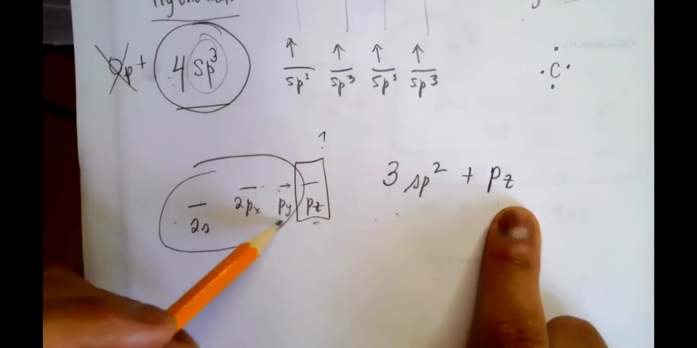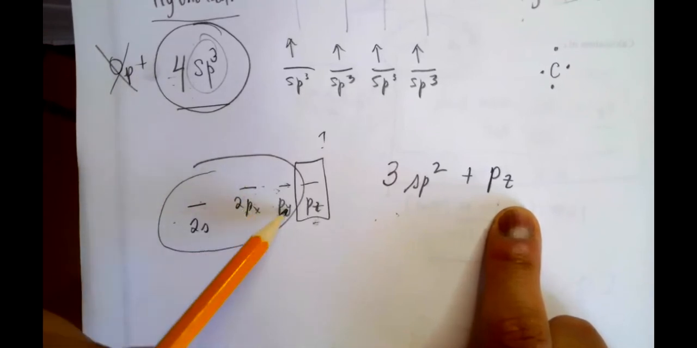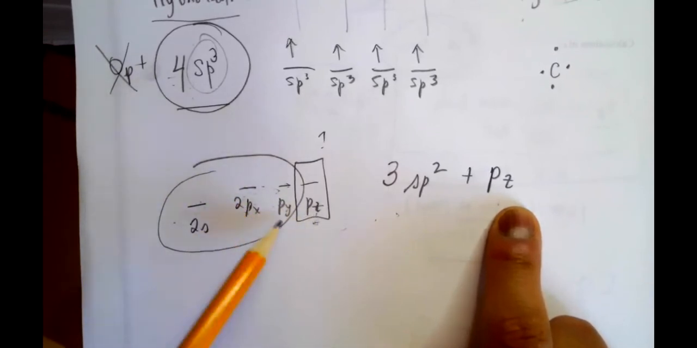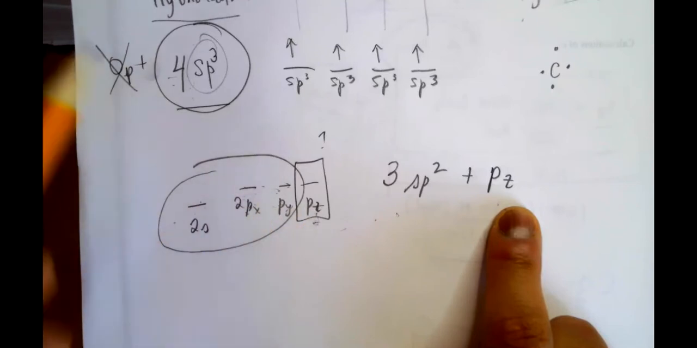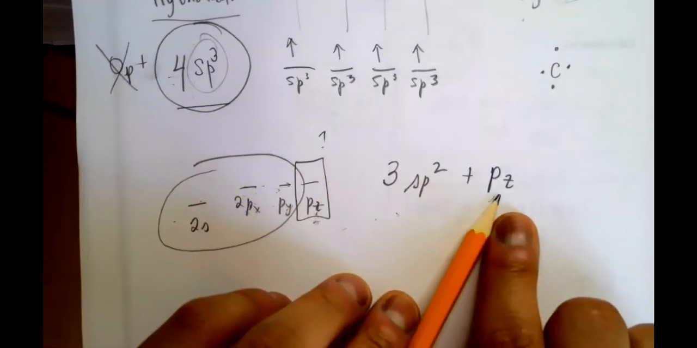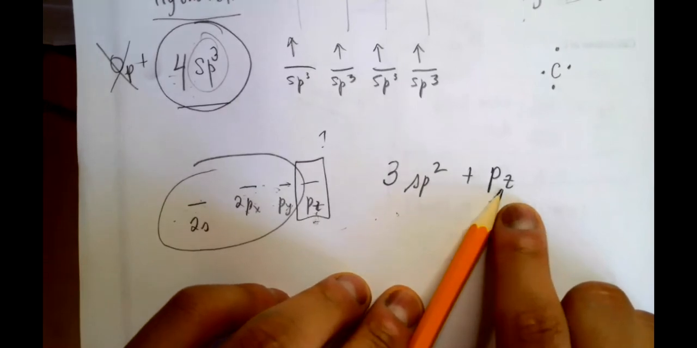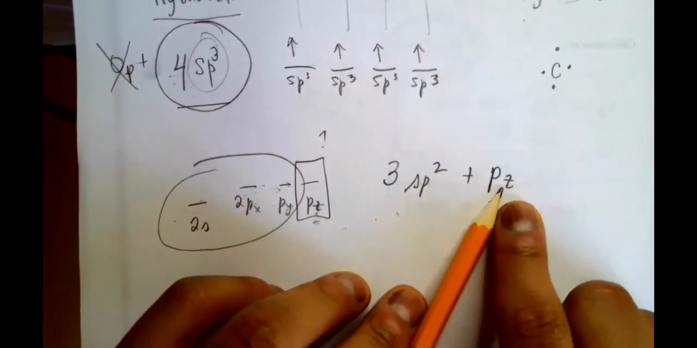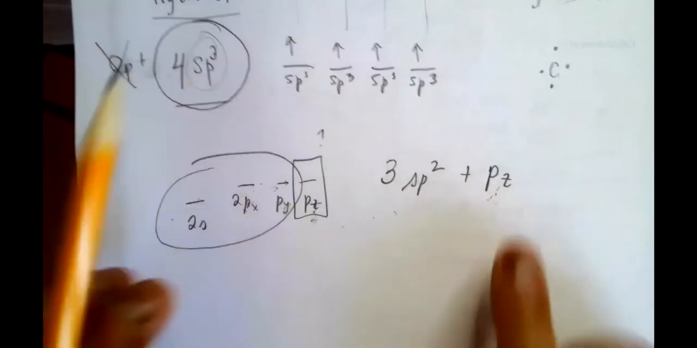Oh, do I have to hybridize always X and Y? Can I hybridize Z and X or X and Y, Y and Z? Yes, it doesn't matter. Again, this is a convention. It doesn't have to be PZ. This pure p orbital can be PZ, PX, PY, okay?